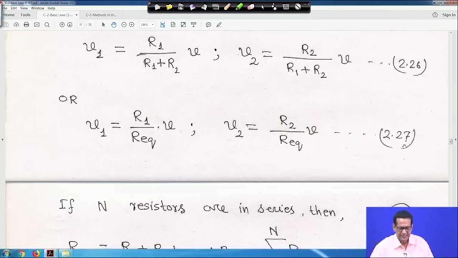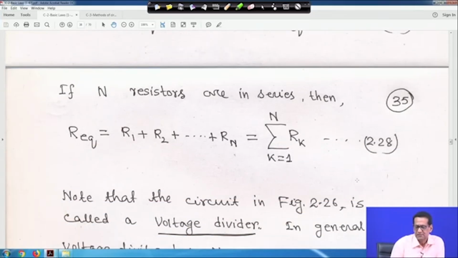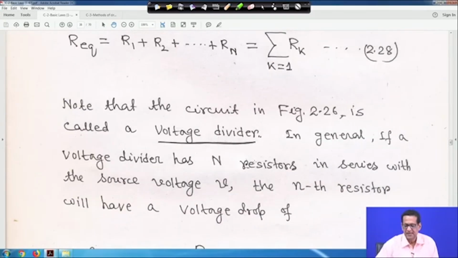Now, if you have n resistors in series, then Req will be R1 plus R2 plus up to Rn, that is the sum over k equal to 1 to n of Rk. Therefore, this circuit of 26 is called a voltage divider, because across R1 you will get V1, across R2 you will get V2, and so on, and across the nth resistor Rn you will get Vn. So V should be equal to V1 plus V2 plus up to Vn. That is why it is called a voltage divider.